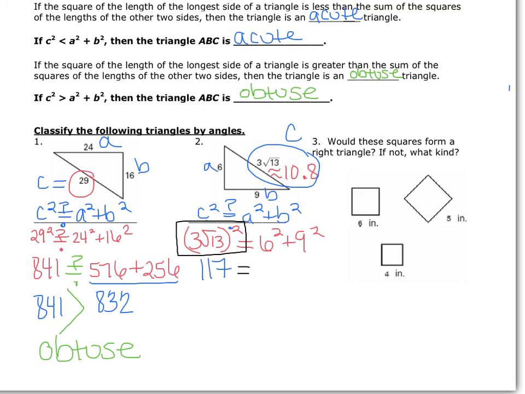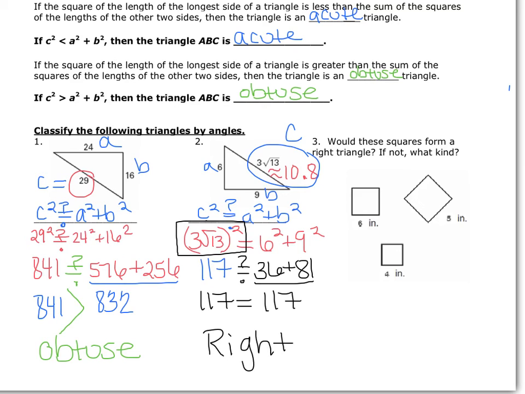So 6 squared is 36, 9 squared is 81, so we have 117. How does that compare? Combine those, so 36 plus 81 is 117. You can see the hypotenuse squared is equal to the sum of the legs squared, so this is a right triangle.